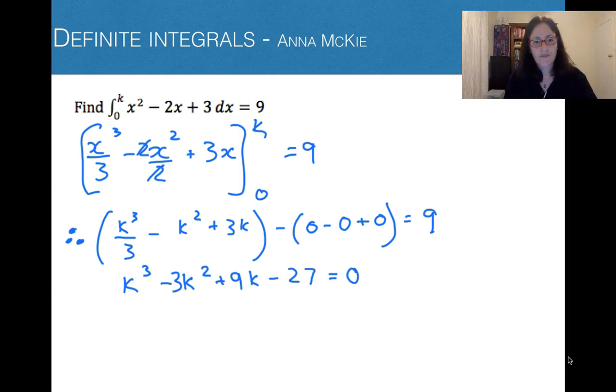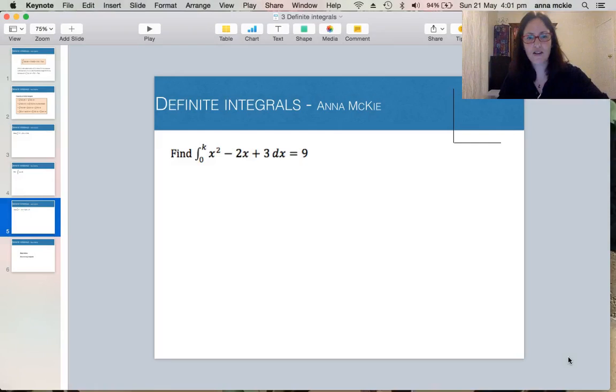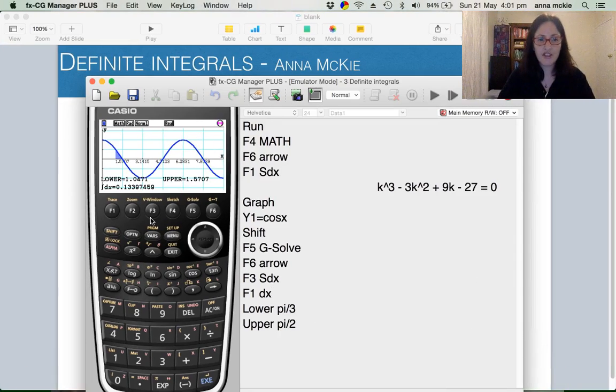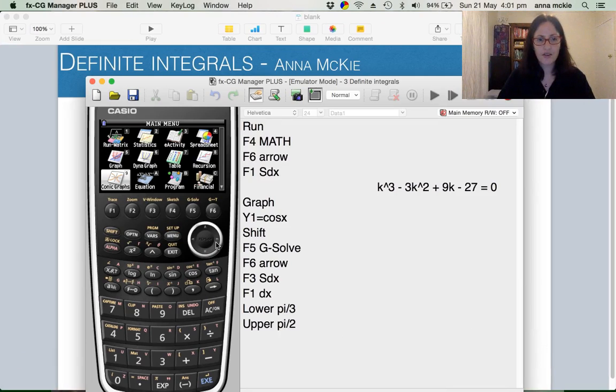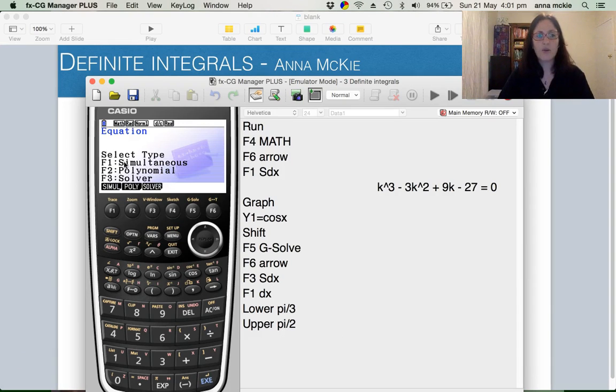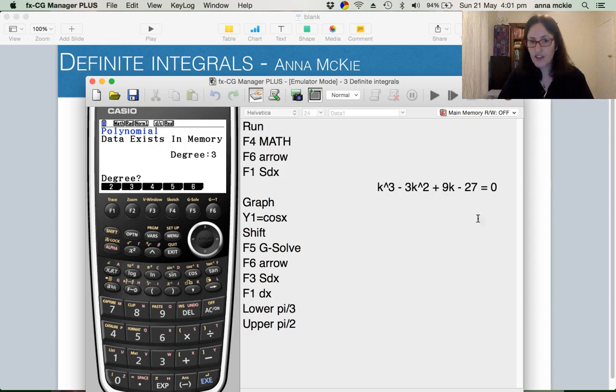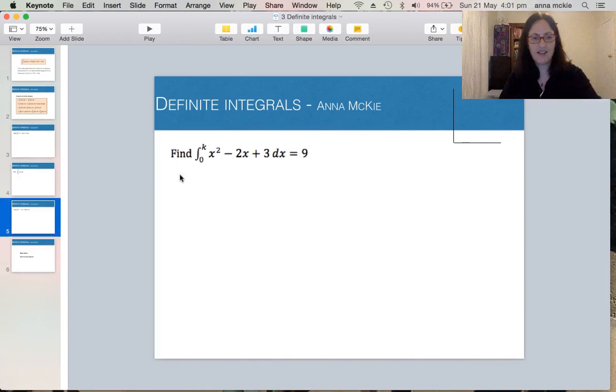How do we solve for k? Use your graphics calculator. So back onto that one. I'm just going to tell you right now though that the answer is 3, and check it on your graphics calculators. Here we go. So the menu for that is equation. So menu A, we want polynomial. Written over here is the equation. You need to put in the coefficients. So we have 1, -3, 9 and -27. Execute that and k is 3, just as we anticipated.